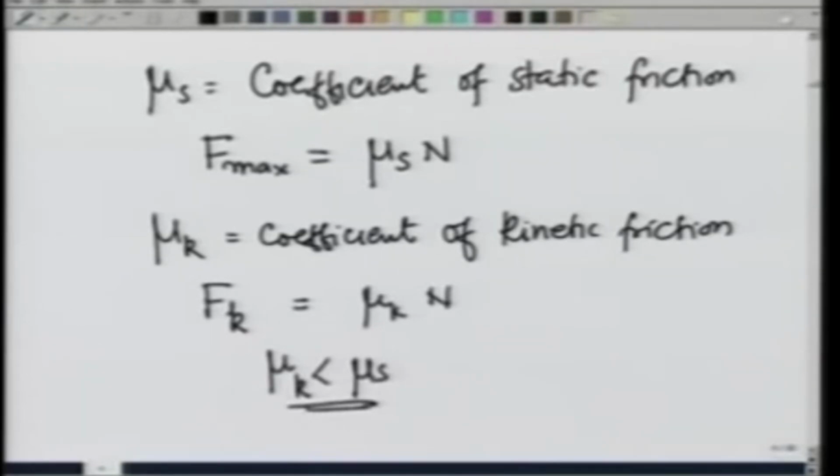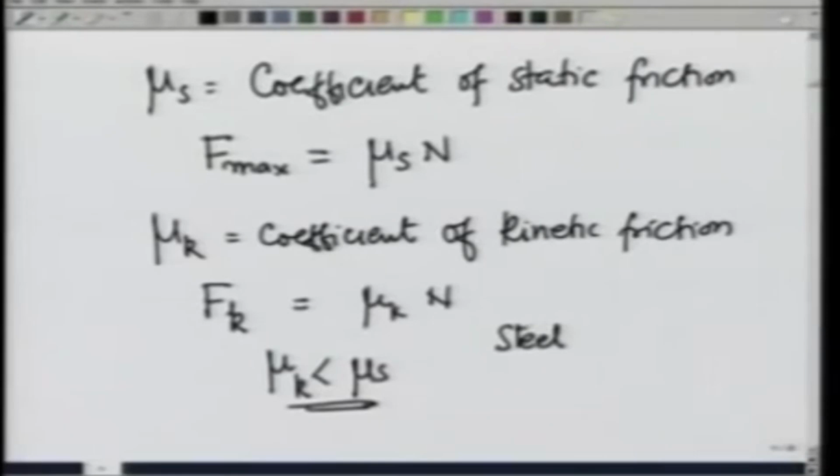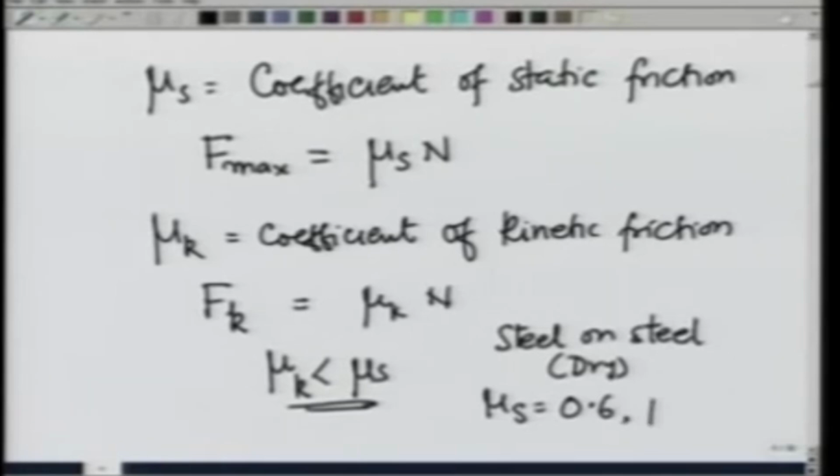For example, for steel moving on steel, obviously I am talking about dry friction, mu S is about 0.6 and mu k is 0.4. One thing about friction is that it is independent of the area of contact.